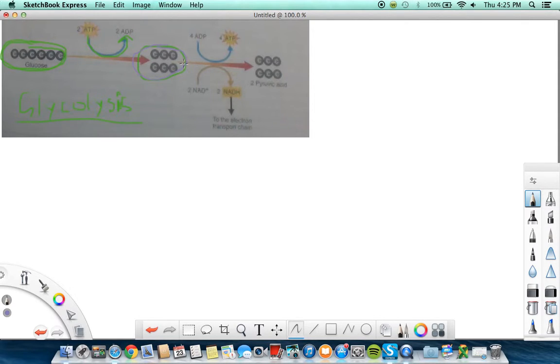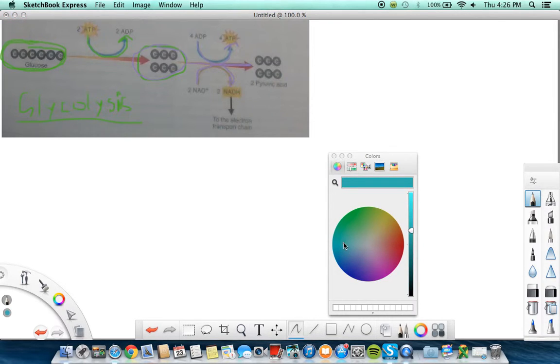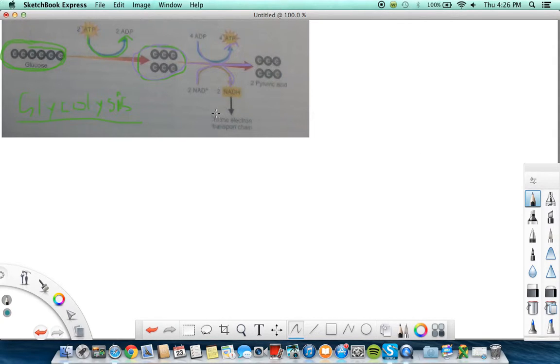And after that, it changes the 4 ADP into 4 ATP. So the net gain of ATP is 2. The ATP gets used somewhere else. And then the 2 NAD plus get changed into the 2 NADH, and this goes to the electron transport chain.